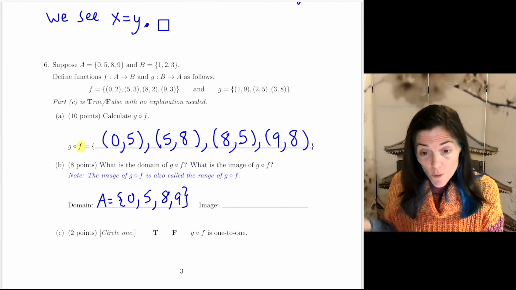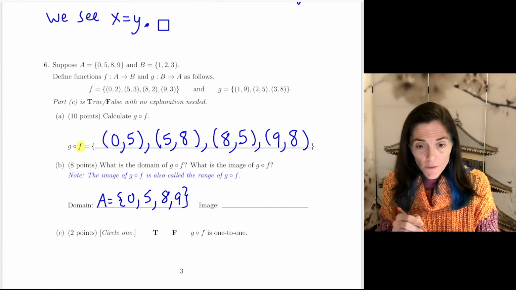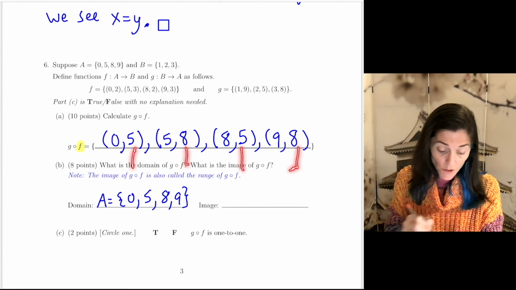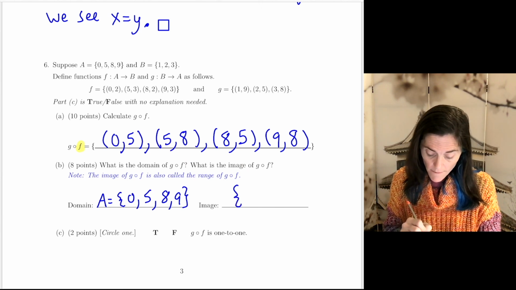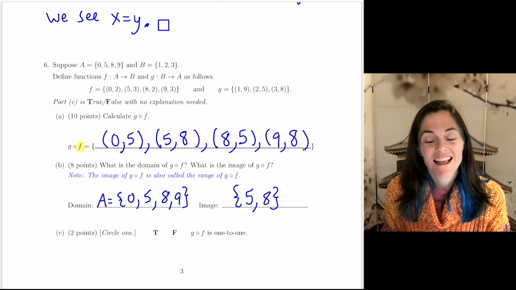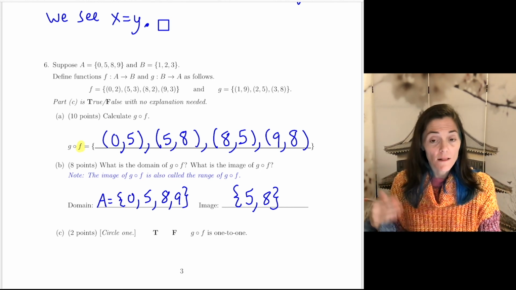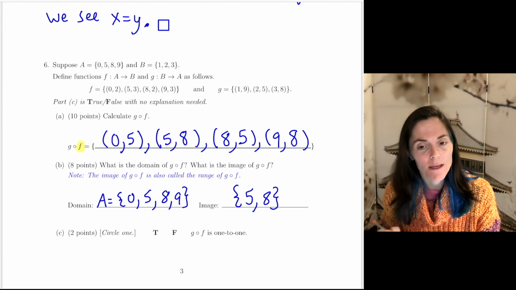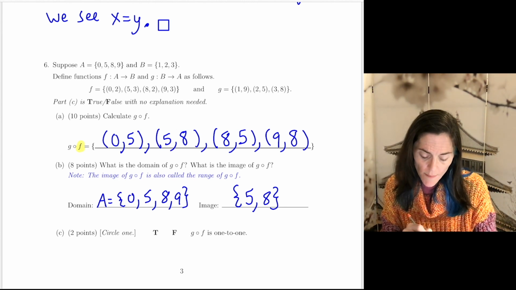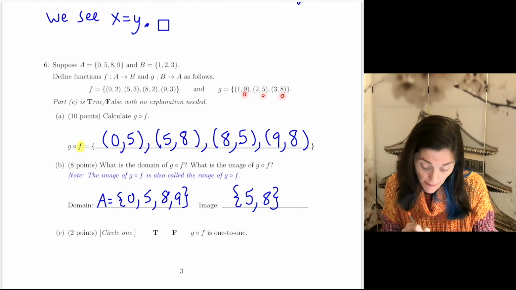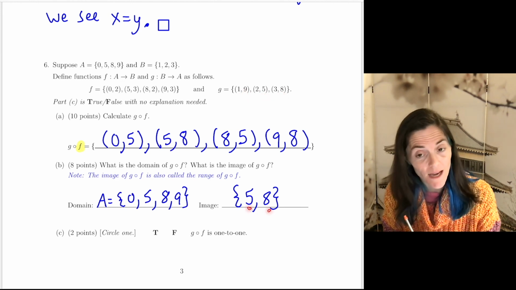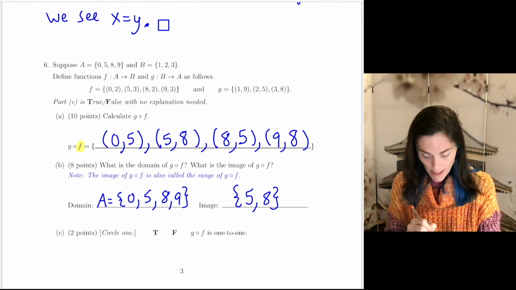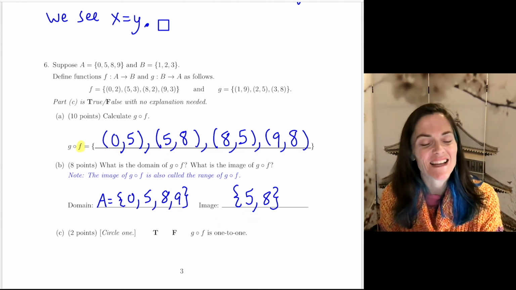Now here, we needed the ordered pairs to figure out the image. The image is the collection here of second coordinates. And you notice I only have 5 and 8. It is not the case that the image is all of A. Definitely not. A has 4 elements. It's also the case that the image is not the same as the image of g. You see, the image of g is 5, 8, and 9, and the image of g compose f is just 5 and 8. So that's why it was important we wrote out the ordered pairs. Then we can write down the correct image.